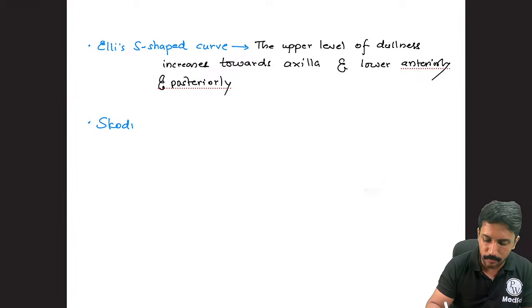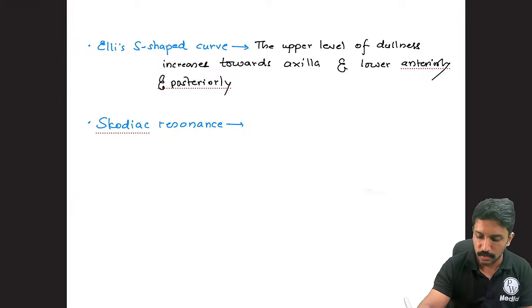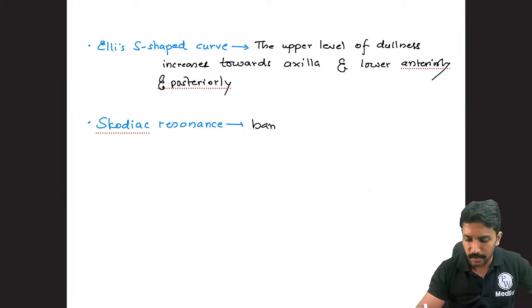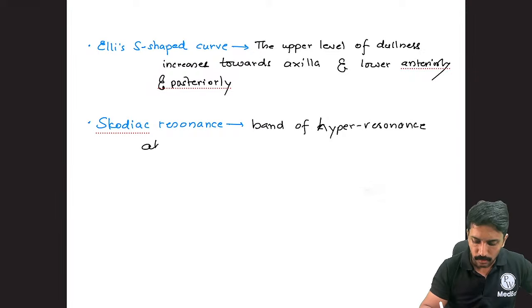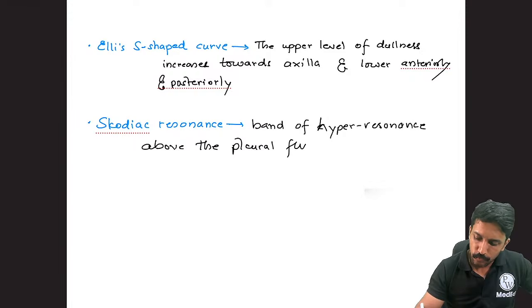Skodaic resonance is a band of hyperresonant note. It's a band of hyperresonance above the pleural fluid level. And what is the mechanism?